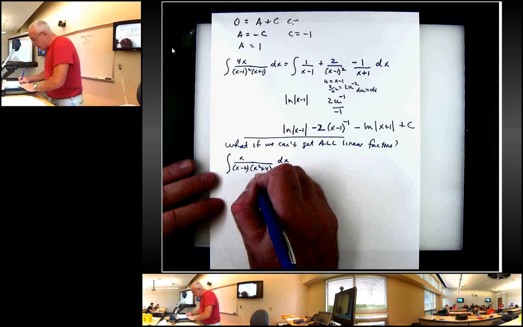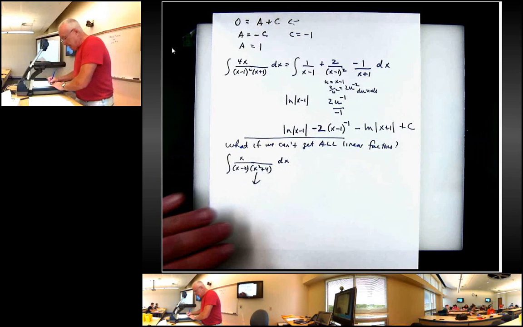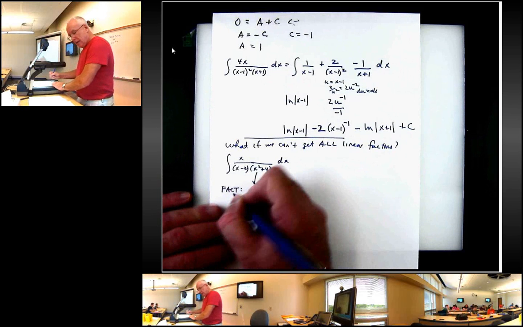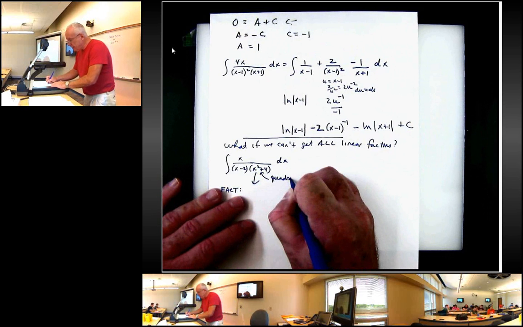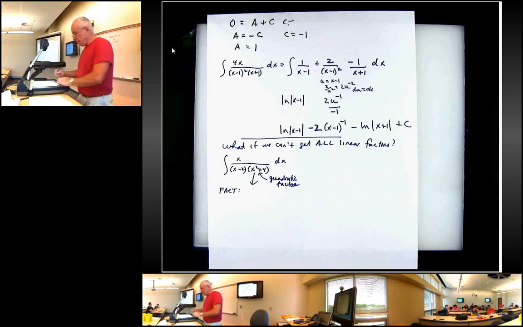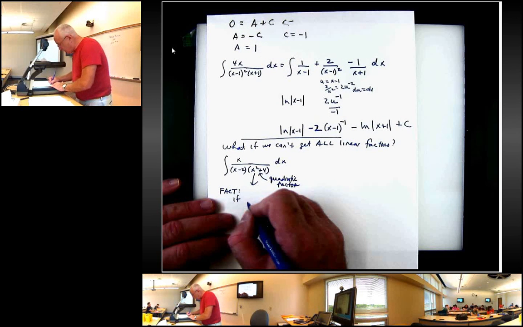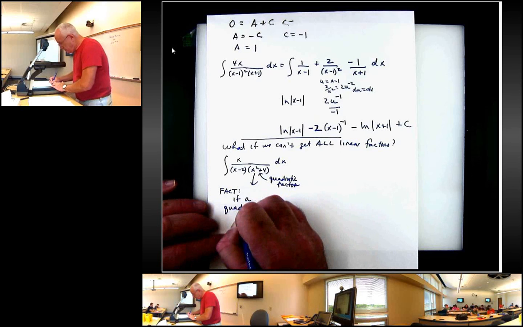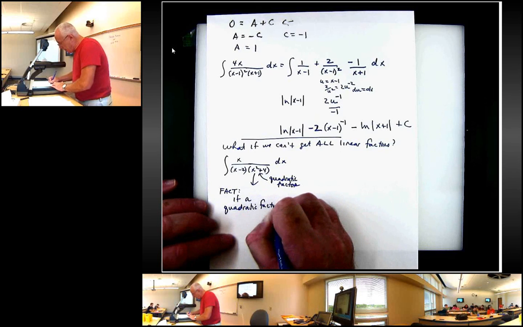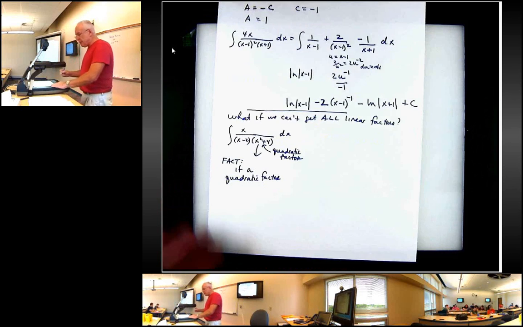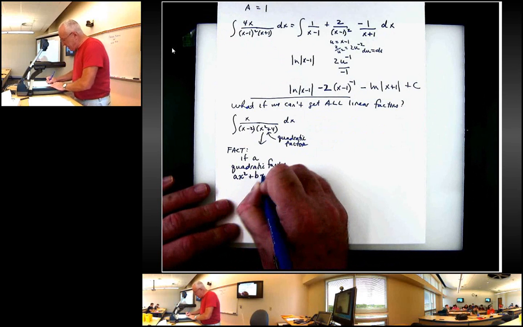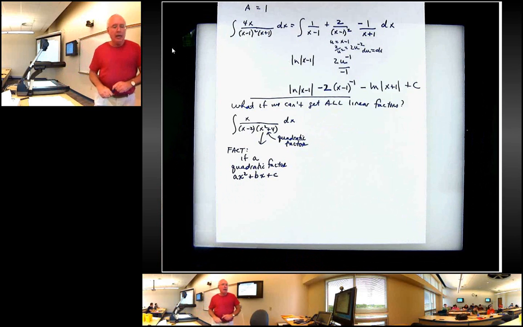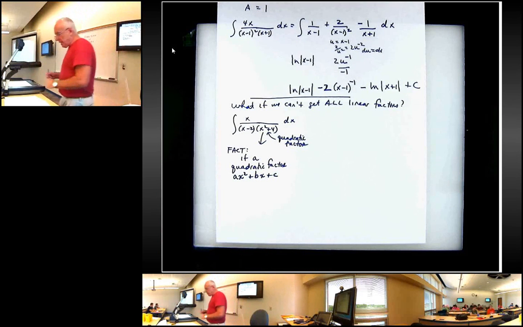I want to point this out to you guys. Fact. This, by the way, is called a quadratic factor because it has a power of 2. Quadratic factor. Fact. I'm going to put the general form of it that a quadratic factor would have. Some number a times x squared plus some number b times x plus some number c.